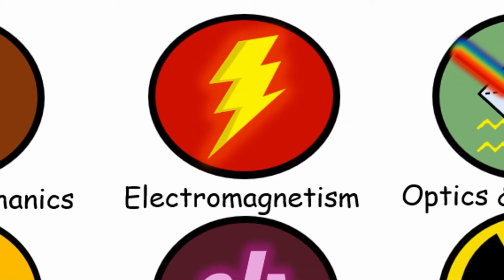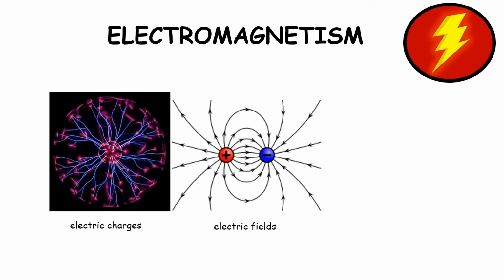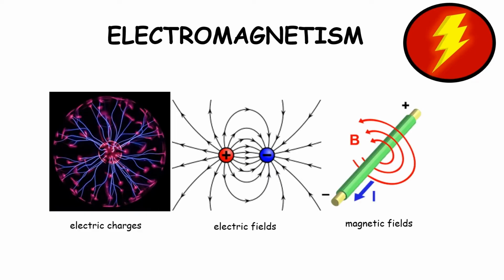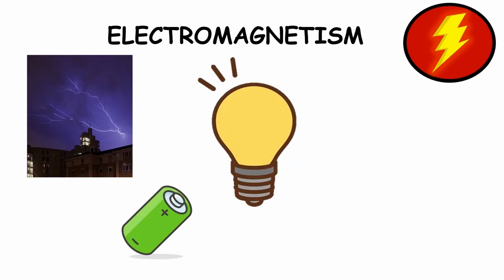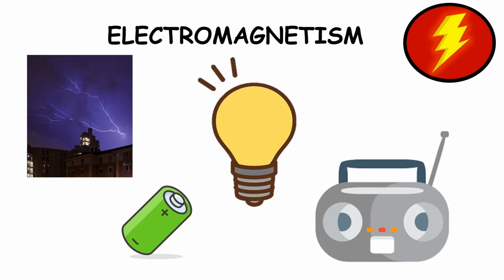Electromagnetism. This describes the interaction between electric charges, electric fields, and magnetic fields. It says the electromagnetic force is one of 4 fundamental forces of nature, and is the dominant force between interactions of atoms and molecules. It has many applications to everyday items, such as batteries, light bulbs, and radios.